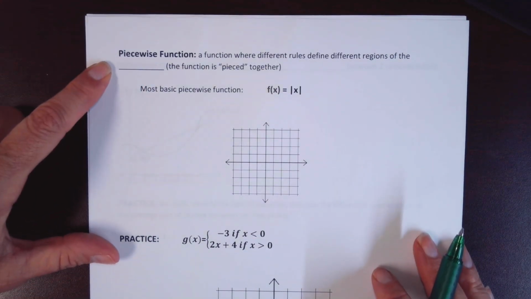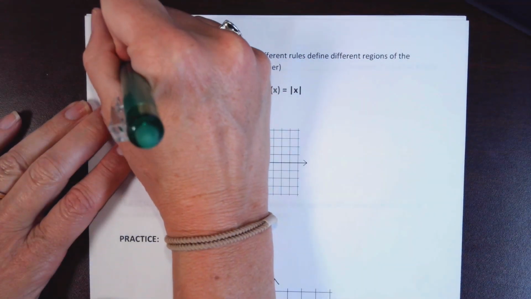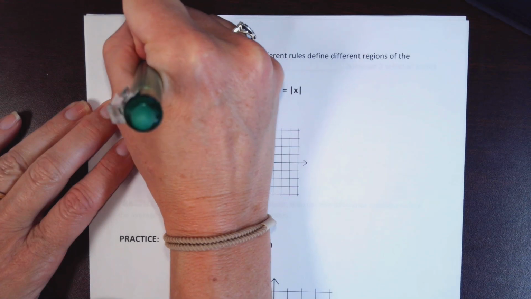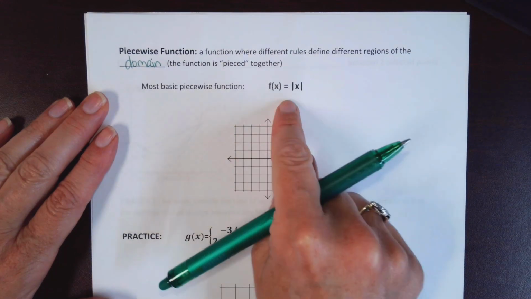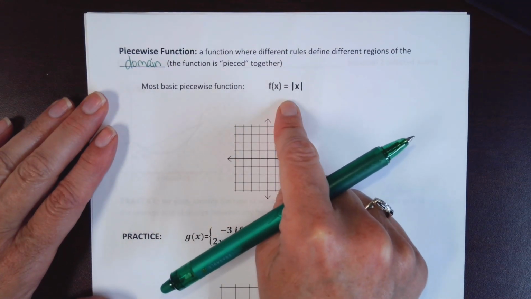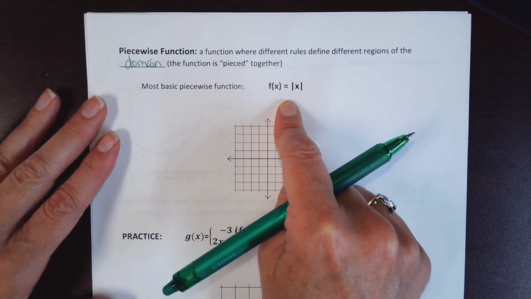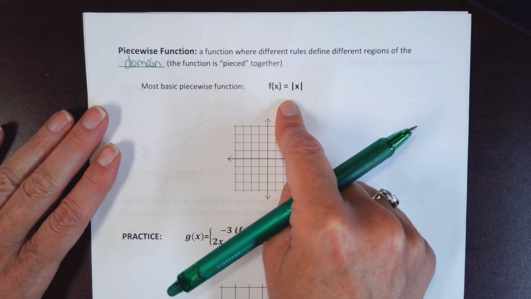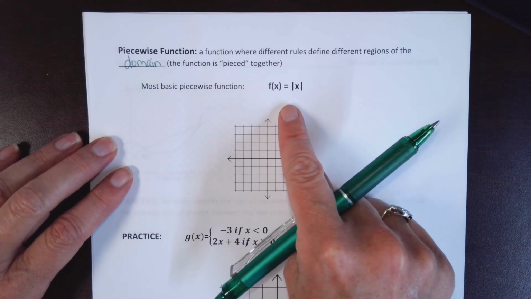A piecewise defined function is a function where different rules define different regions of the domain. Our function is pieced together from different parts of the domain. My most basic piecewise function is our absolute value function. Now we know from our parent function sheet, you can go grab that if you want to, you know the shape of our absolute value function. So let's talk about our absolute value function.